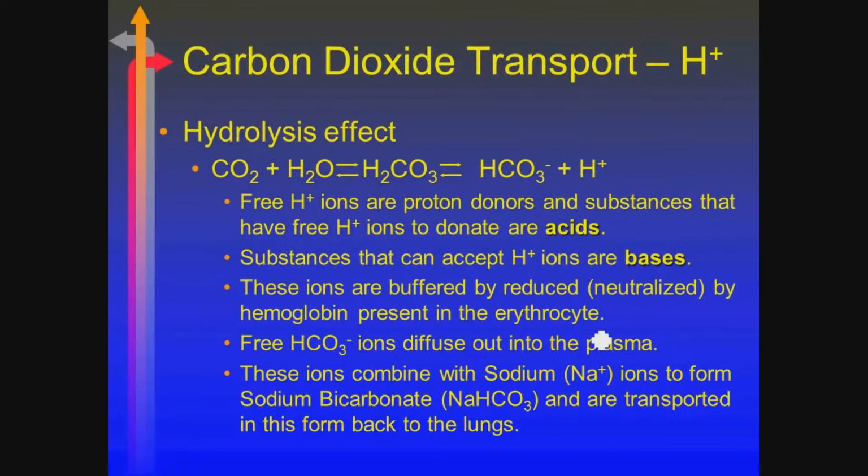All right. CO2 in water forms carbonic acid. That dissociates into bicarb ions and hydrogen ions. And you'll notice there's arrows going both ways. This will fly whichever way it needs to. That's why it's called a volatile acid, because it has that ability to be able to go in and out of status.